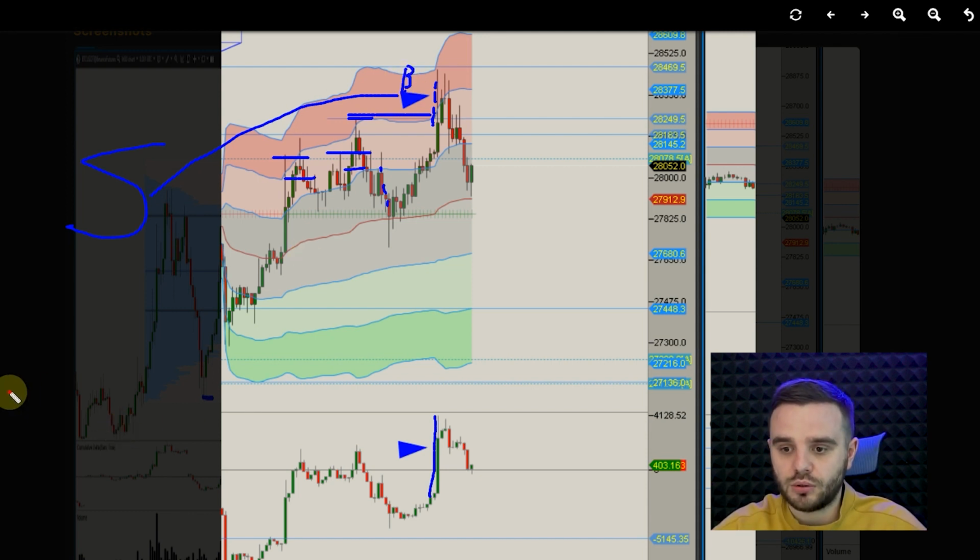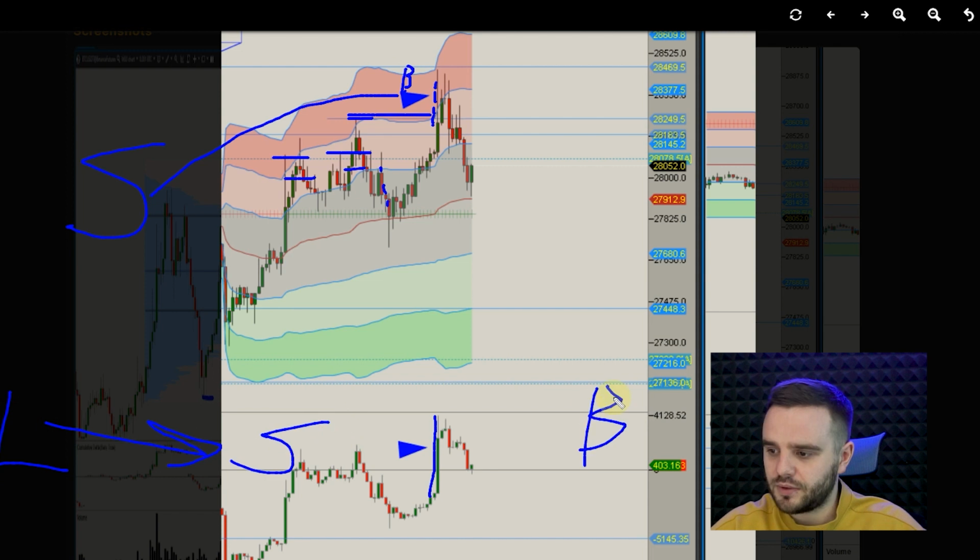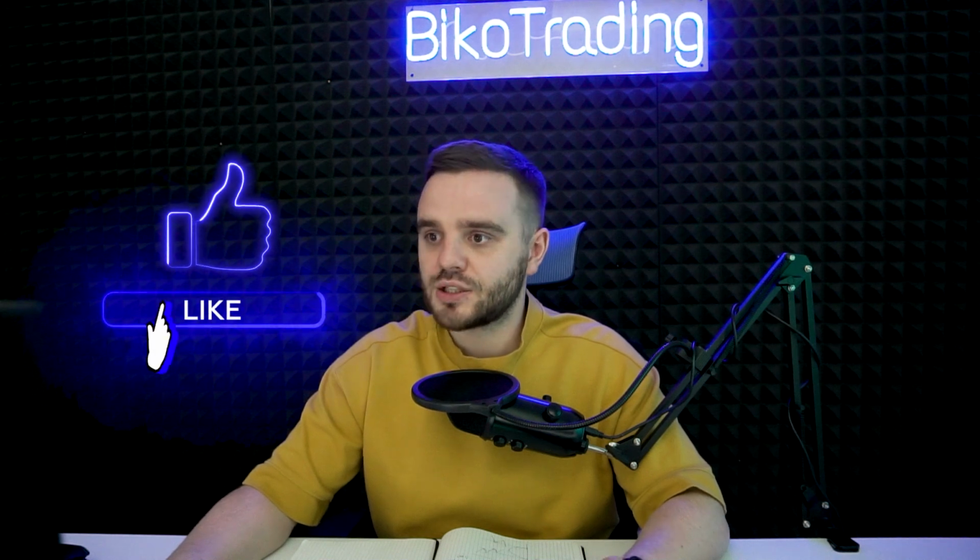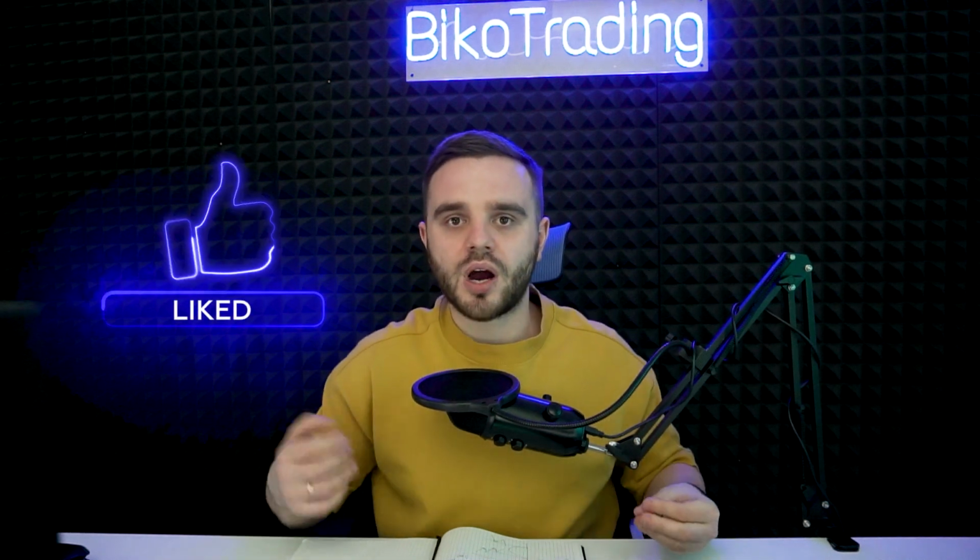When you close a long, it is a sell. When you close a short, it is a buyback. Why is this so important for us? Because whales and institutional traders use this as an opportunity to grab that liquidity.